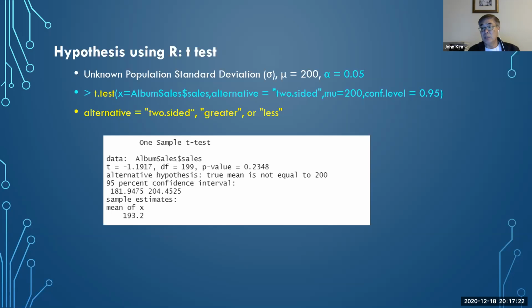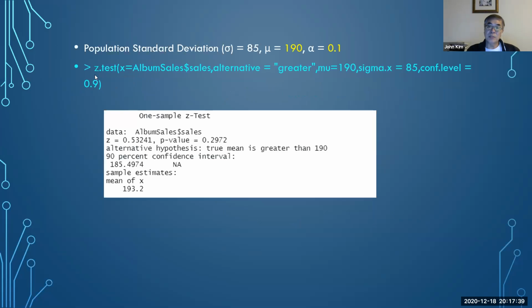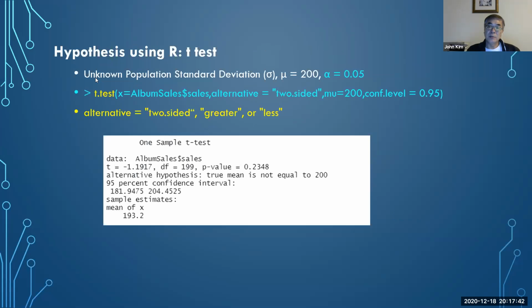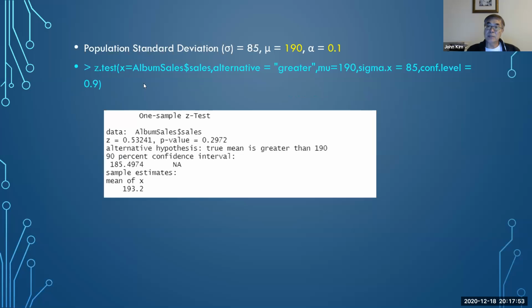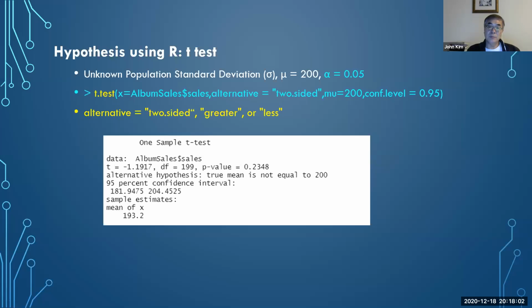So we use the sample standard deviation if we use the formula, but for this R, the only difference is the function. Earlier we used the z-test, now we use the t-test. Because we don't know the population standard deviation here, earlier when we used the z-test, there was sigma x, but we don't need the sigma.